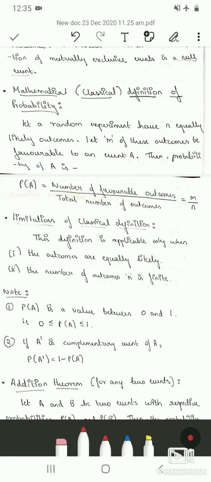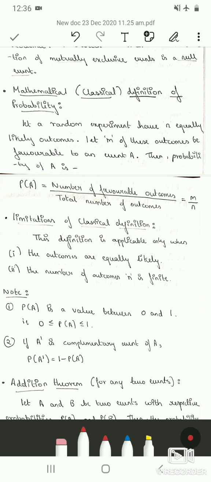Let a random experiment have n equally likely outcomes. Let m of these outcomes be favorable to an event A. Then the probability of A, denoted as P(A), is equal to the number of favorable outcomes divided by the total number of outcomes. Here the number of favorable outcomes is small m and the total number of outcomes is small n. Therefore, probability of A is equal to m by n.